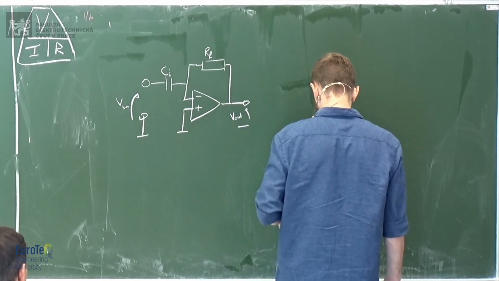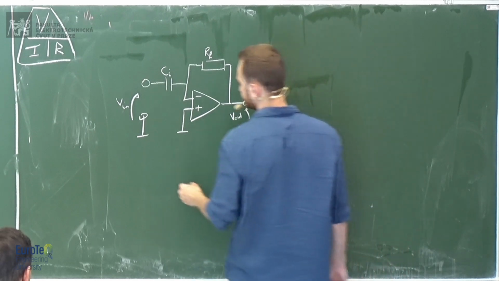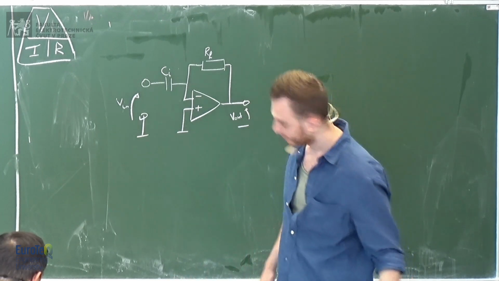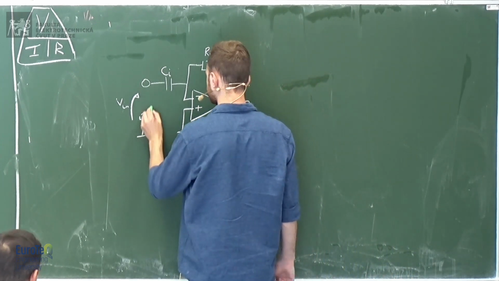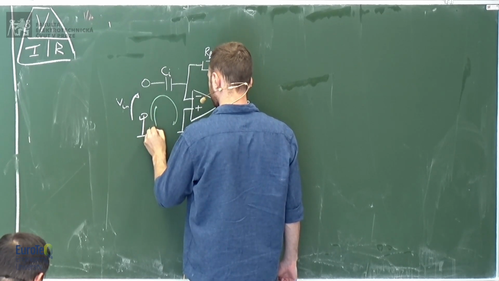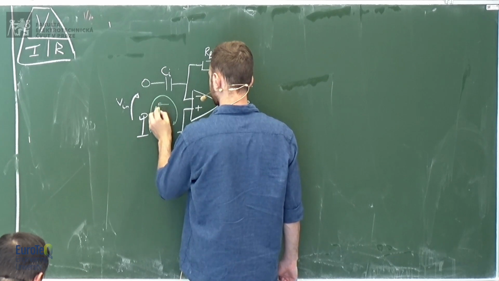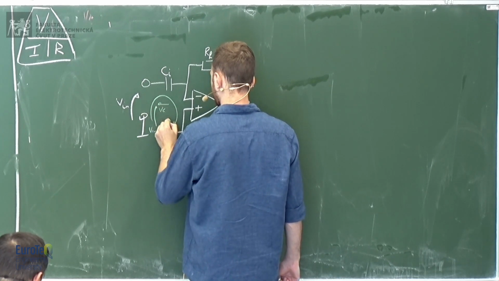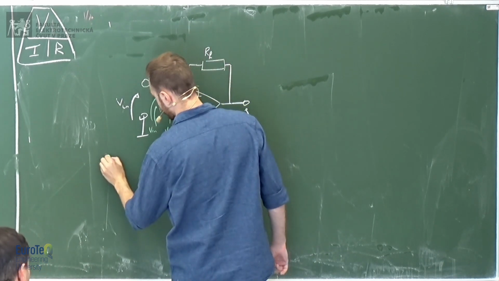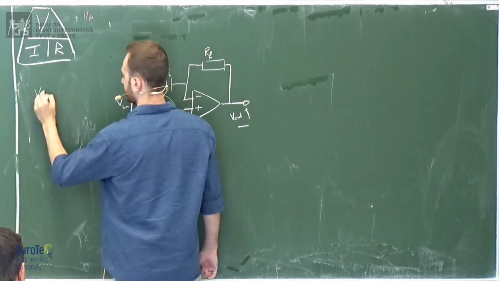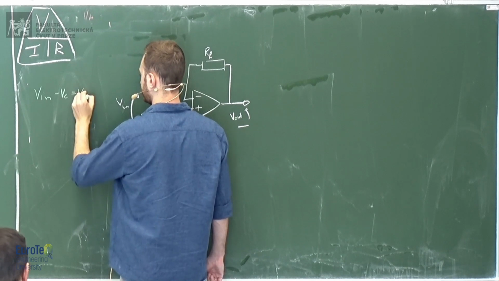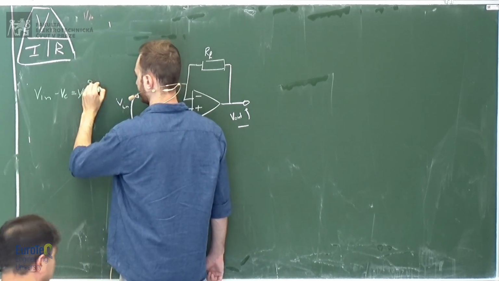Okay, so let's analyze what's happening in this loop. We have KVL. We have a voltage on Vin, we have a voltage on Vc, and we have 0 volts at Vd. Therefore, we can say that Vin minus Vc is equal to Vd, which is 0.